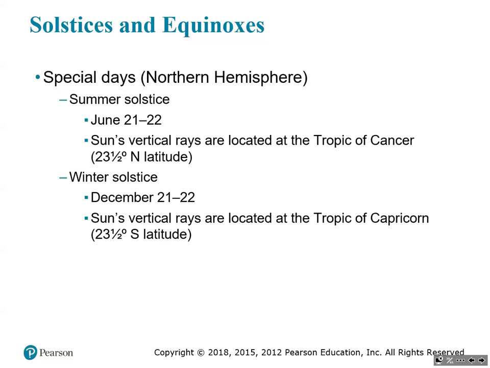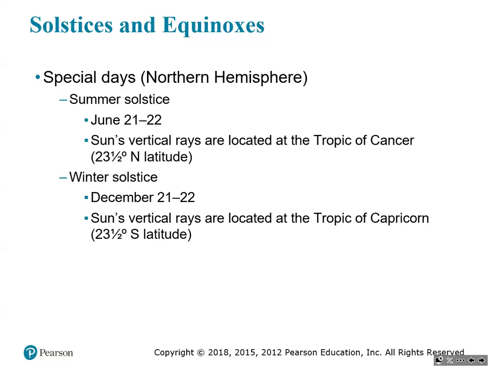The summer solstice is the longest day of the year. The sun's vertical rays are located at the Tropic of Cancer. That is 23.5 degrees north latitude. So that should be marked on here, like this. This line does pass through Hawaii.